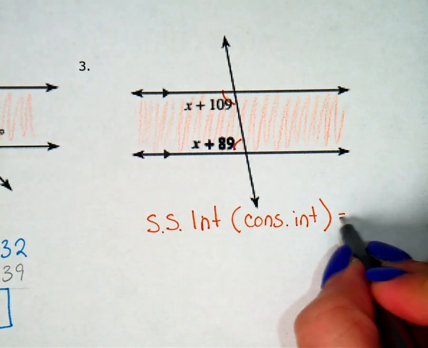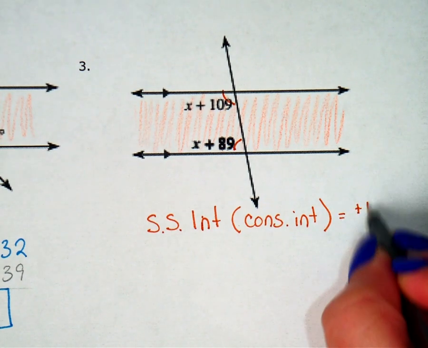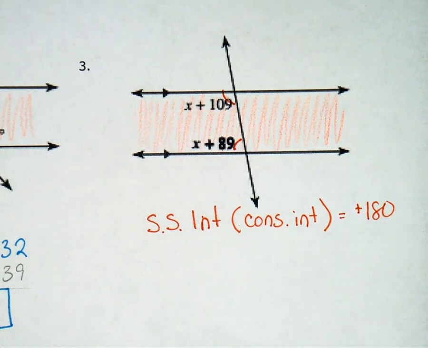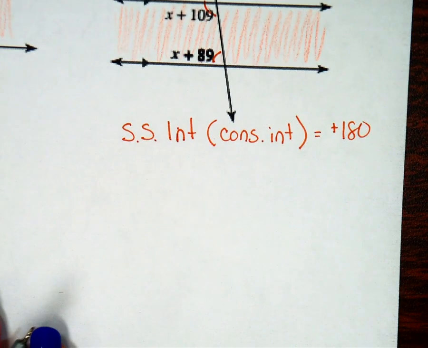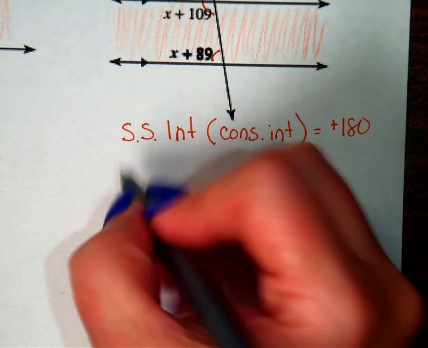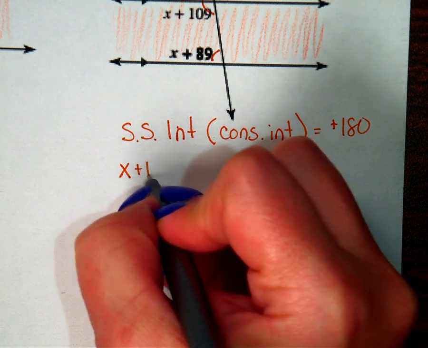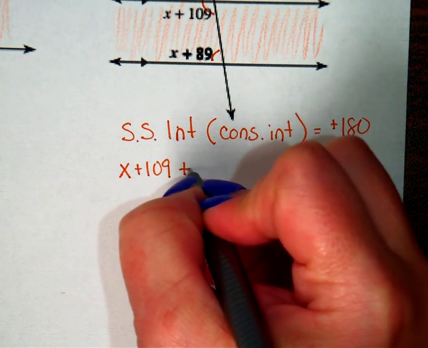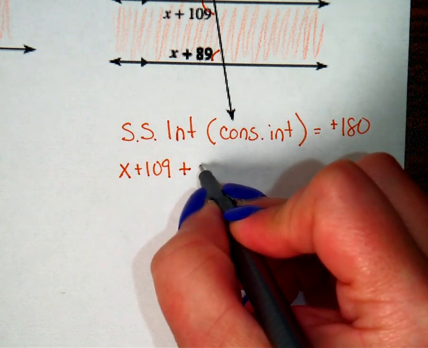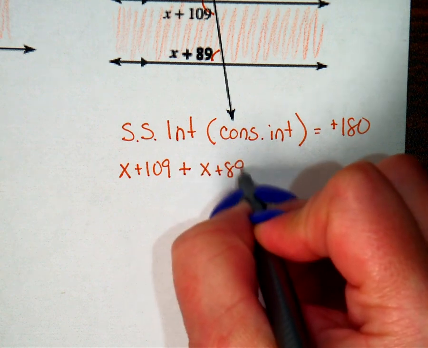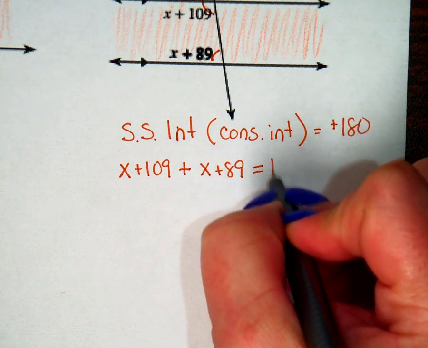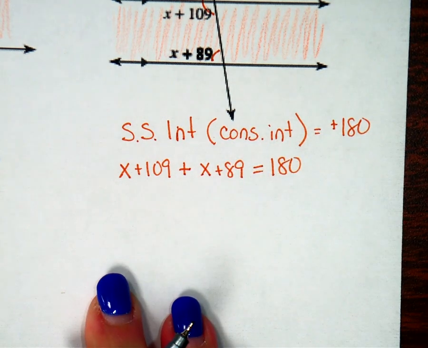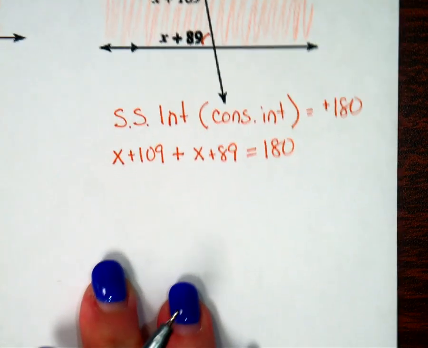It has two names because it's the one that likes to be special. This is the one that has to add up to 180. These are my supplementaries. So that means I'm going to say the x plus 109 plus the x plus 89 is going to equal 180.